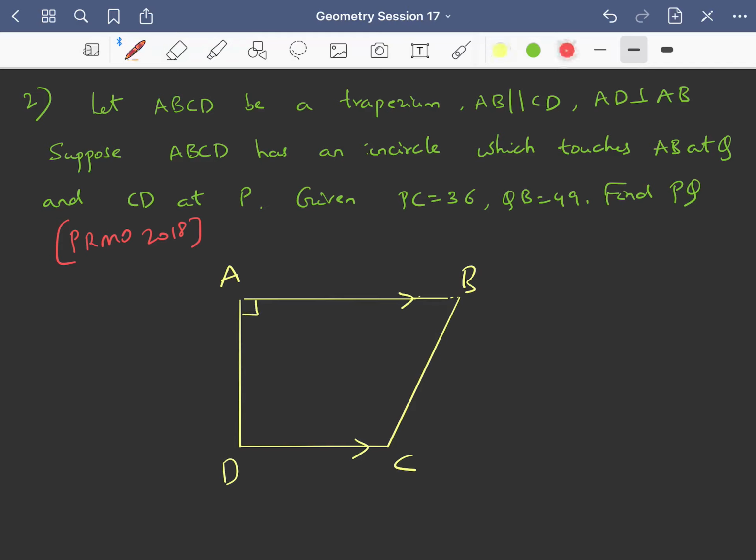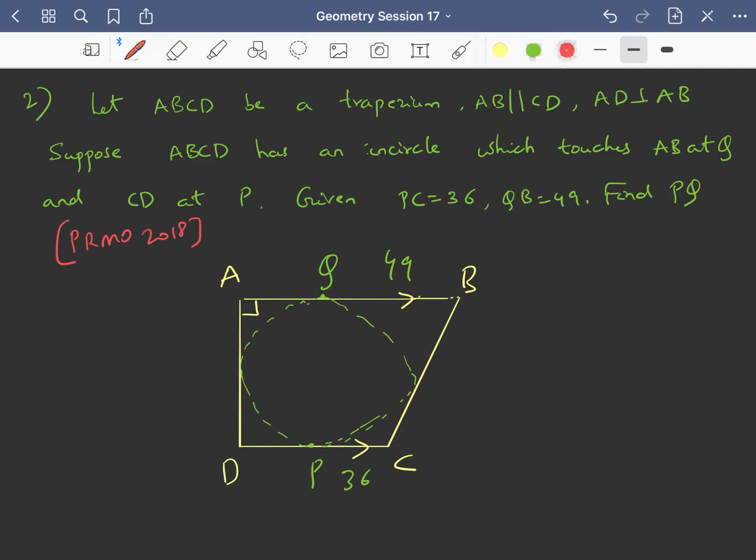And there is a circle which touches all the four sides. So that circle would be something like this. Okay. It is given that this touches AB at point Q and CD at point P, and PC is given as 36 and QB is given as 49. So you need to find the length of PQ.